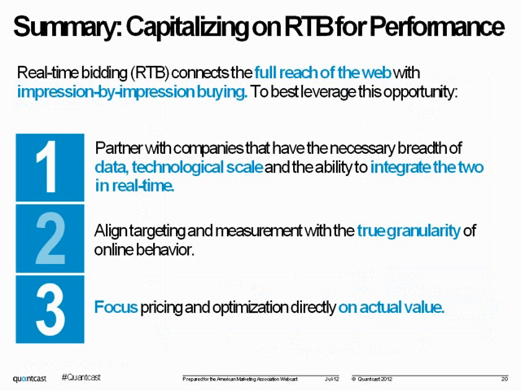To summarize, real-time bidding connects the full reach of the web with impression-by-impression buying. This can be a tremendous opportunity for performance marketers with the right execution. First, high-quality data and technological scale are requirements. Partner with companies that have the necessary breadth of data and technological scale and the ability to integrate the two in real time.